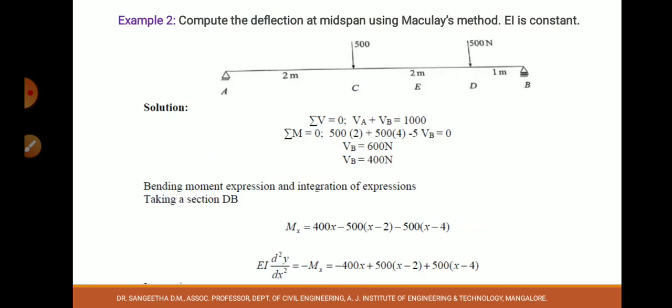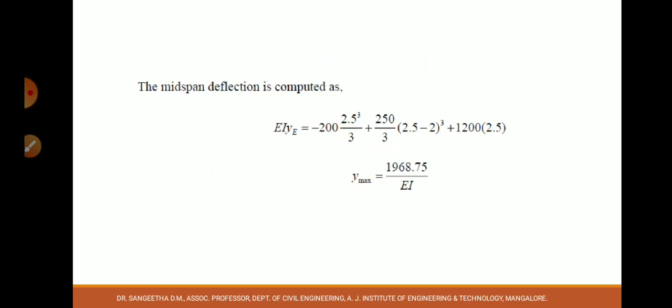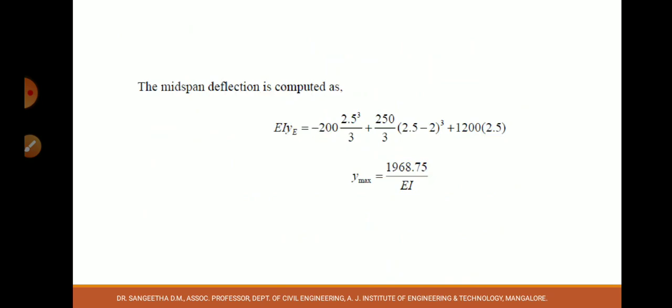So x is 0 means at A, x is equal to 0, y is 0; x is equal to 5, y is 0. So the two constants are evaluated, we have the equation. Then midspan deflection, very simple. In the final equation which you get, EIy is equal to this final equation, substitute x is equal to 2.5 meter, you will get the maximum deflection at the midspan. Clear?